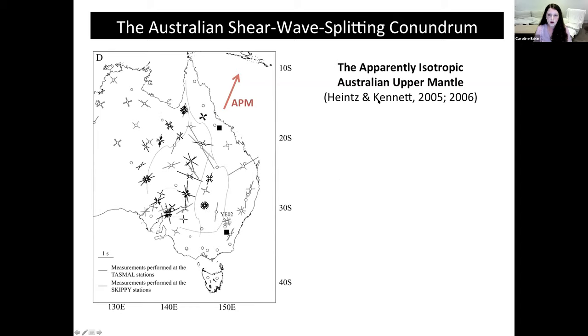And this is an image from the Heintz and Kennett 2006 paper, which was titled "The Apparently Isotropic Australian Upper Mantle." Isotropic means iso, equal in all directions, meaning a lack of seismic anisotropy. The results are plotted up here. There was a mix of splitting. A lot of it was quite weak, and they found it difficult to find preferred orientations. You really don't see coherent fast directions aligned with the plate motion, like we saw at 200 kilometers from the surface wave observations. So this has been hard to reconcile.